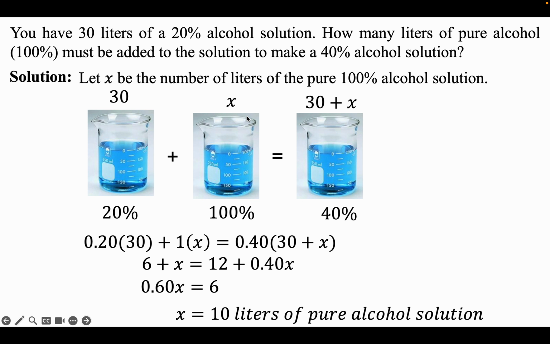That means we have 10 liters of pure alcohol solution being mixed with 30 liters of 20% alcohol solution to create 30 plus 10, which is 40 liters of 40% alcohol solution.